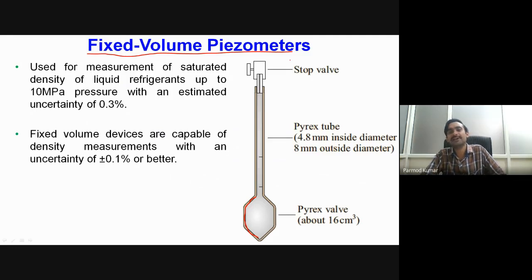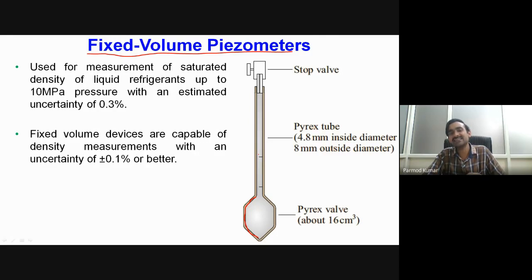Once we have vacuum inside, we measure its weight. After that, the liquid sample for which we want to measure the density is introduced inside this fixed volume. We fill the liquid inside here. After we have filled the liquid, once again we degas the liquid that we have kept inside this fixed volume.